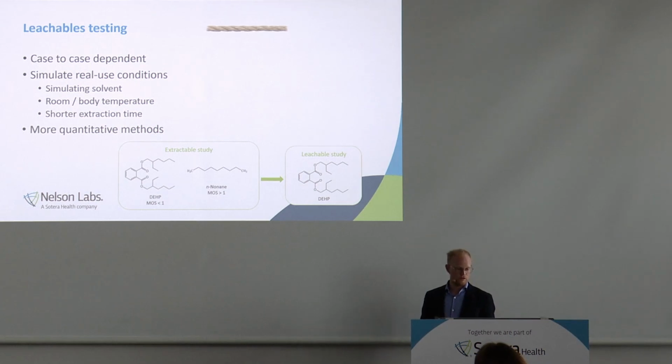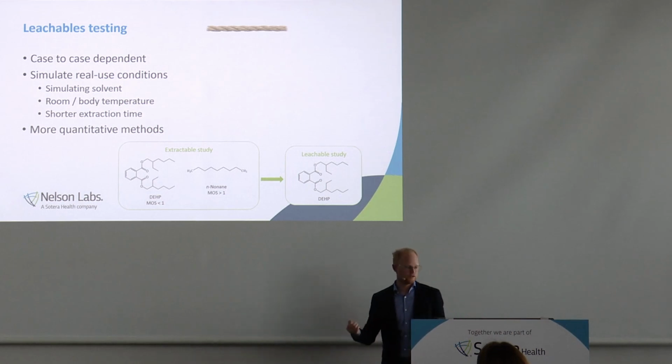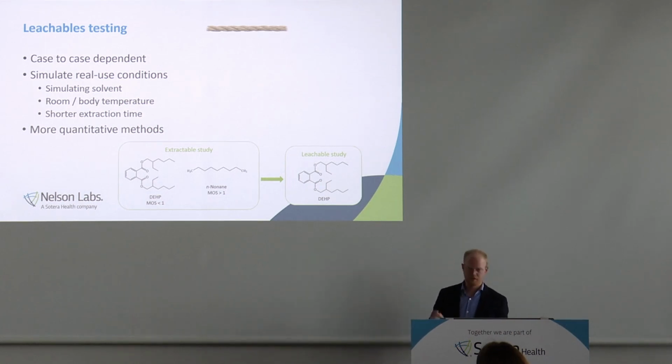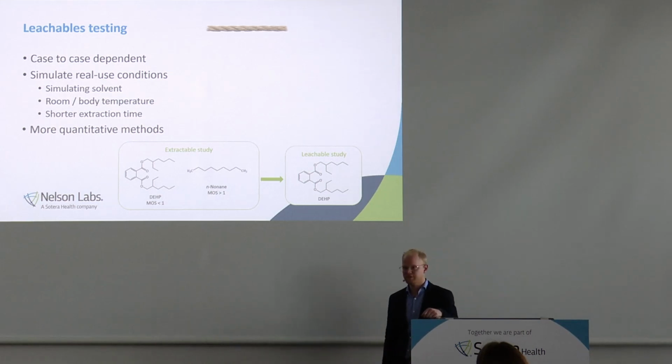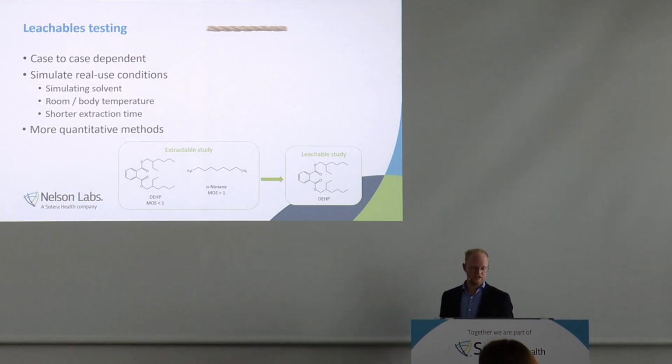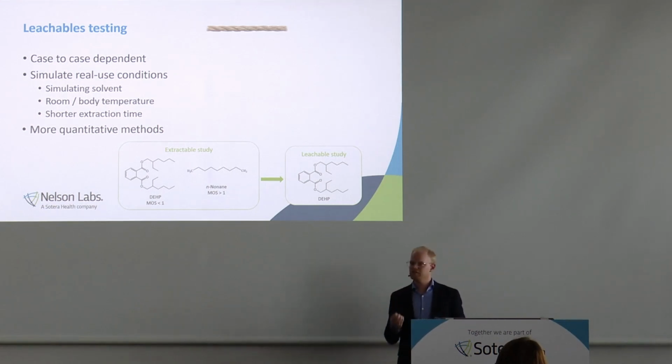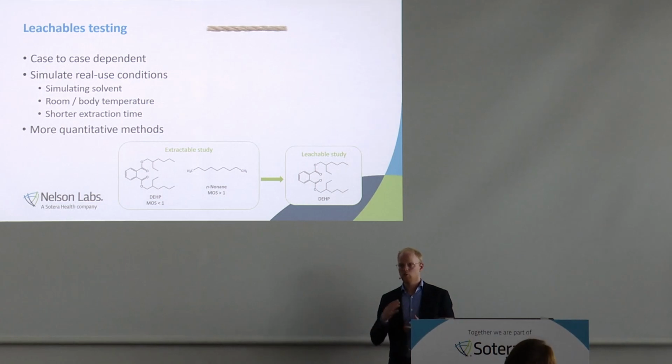2 extractables present at a very high concentration, an aliphatic chain, nonane, and DEHP. It's a phthalate. It's a very frequently used plasticizer, for instance in PVC, to make it soft and flexible. After a leachable study, we found that the amount of DEHP that spontaneously migrated from the device to the contact medium was low enough to be considered as safe. But that's only because the conditions were much more mild.